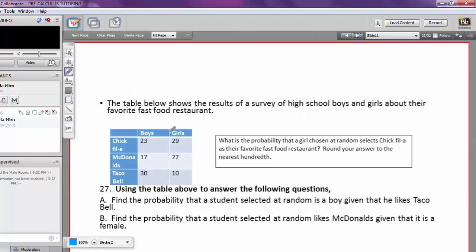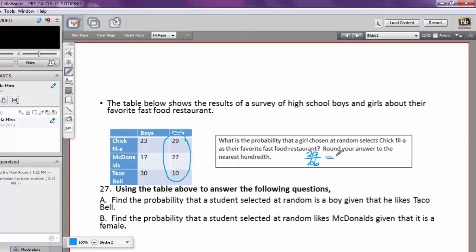Now, the table below shows the results of a survey of high school boys and girls about their favorite fast food restaurant. What is the probability that a girl chosen at random selects Chick-fil-A as their favorite fast food restaurant? Okay, well, we're talking about girls. So I'm going to add up how many total girls we have. There's 66 total girls, and out of those 66, 29 of them like Chick-fil-A.